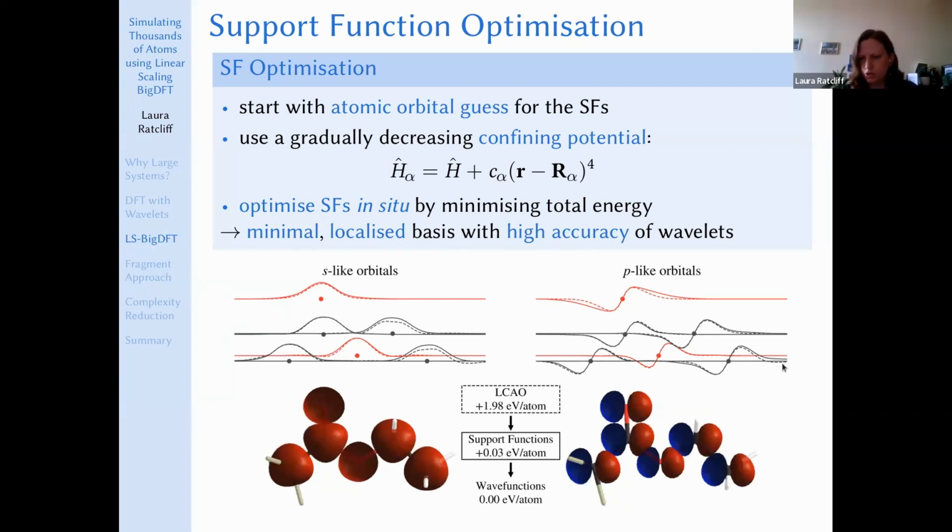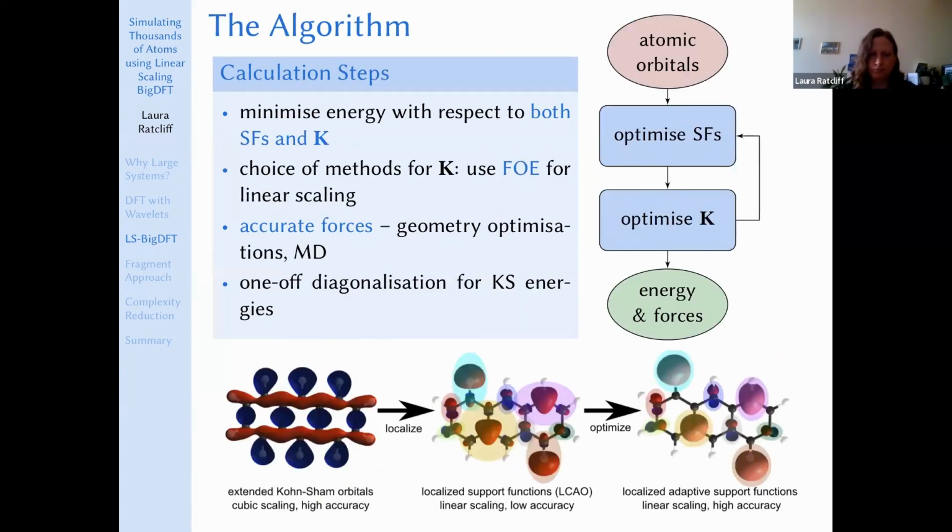And if you project or average out onto 1D, you can see that the difference between the dashed line, which is the linear combination of atomic orbitals guess, and the final optimized support function is actually relatively subtle. But this makes a big difference in the energy, in that we have quite a small error once we've optimized them with respect to using the full delocalized wave functions as we do in the cubic scaling approach. So by combining this support function optimization with this representation on the wavelet grid, we end up with a minimal localized basis set, which has the high accuracy of wavelets.